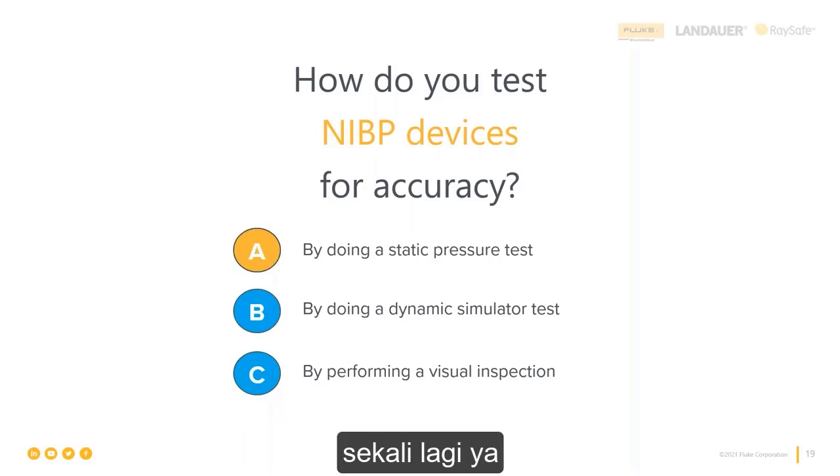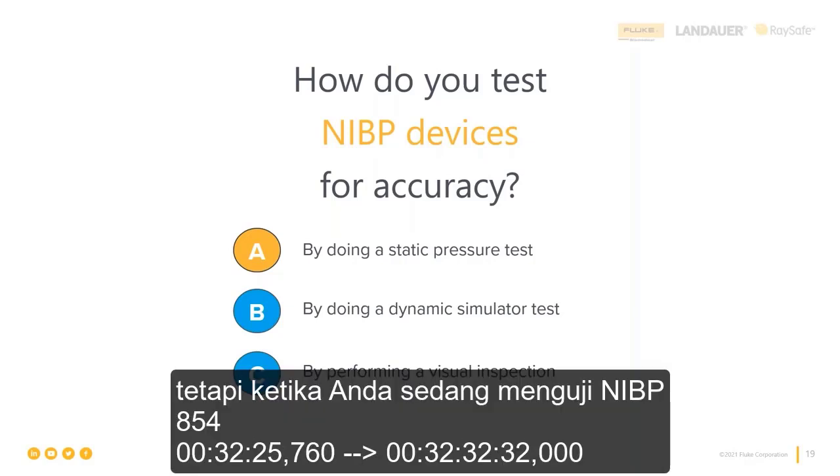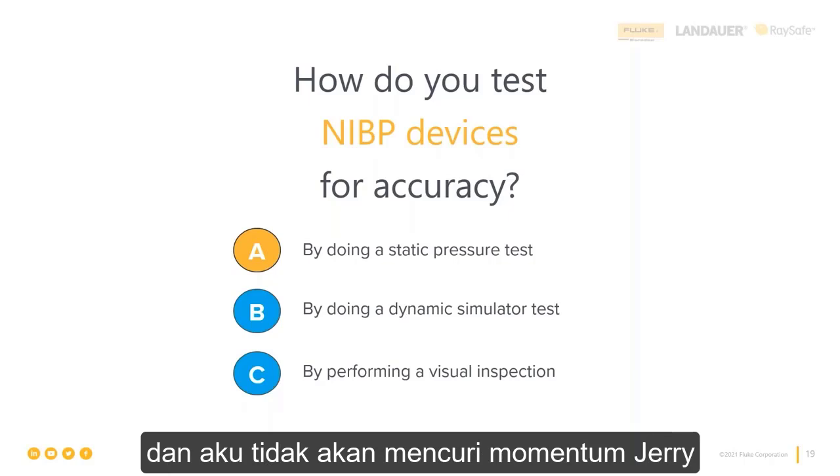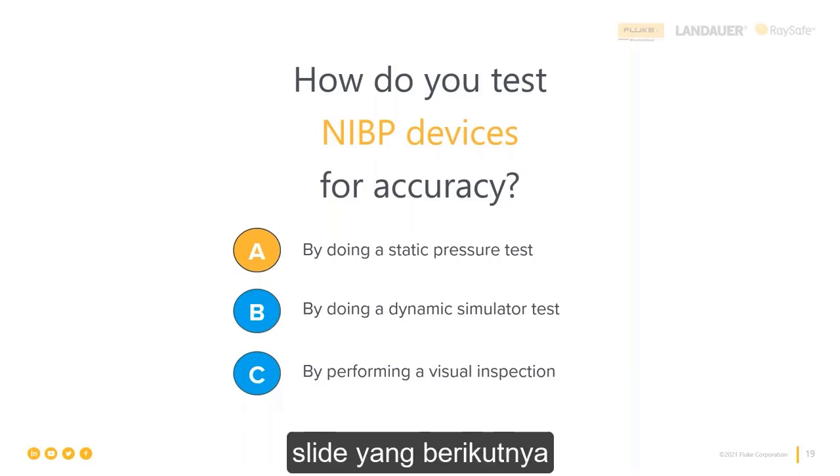Again, Jerry will jump into this in a bit more detail in a second, but when you're testing an NIBP device for accuracy, you can only do that using a static pressure test. And I won't steal Jerry's thunder. Instead, I will just move on to the next slide.